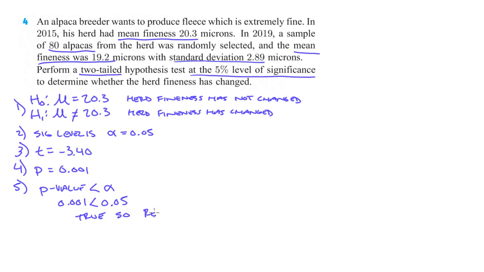So that means we reject H0 and therefore accept H1. That means that the herd fineness has changed at the 5% level of significance. We're really basically saying here that we accept that the herd fineness has changed. It doesn't necessarily say which way. We can kind of figure out that it has gotten more fine, but all we're looking for, since it's a two-tailed test, is that it's not the same as 20.3. Actually, the herd fineness is 19.2, so it's probably less fine.